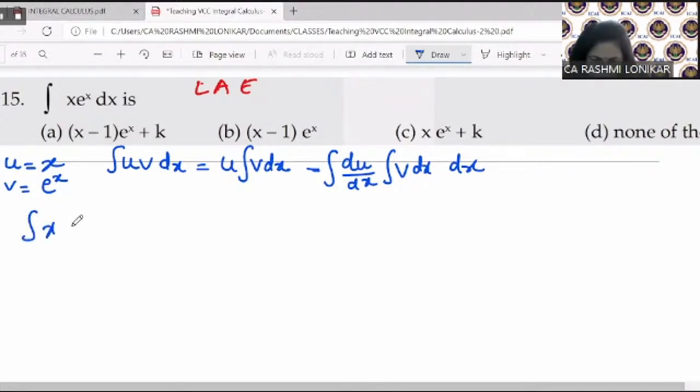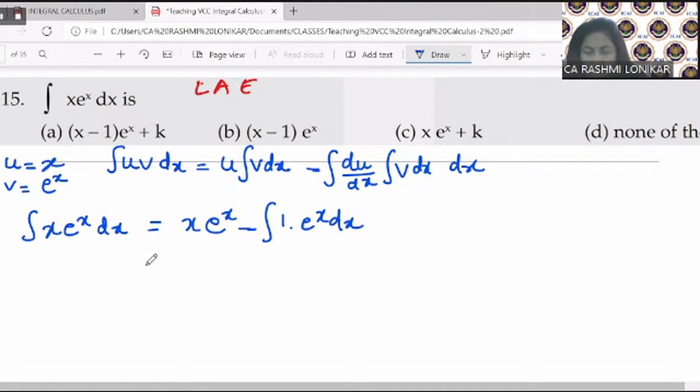Okay, so now what will happen? The integral of x e raised to x dx is equal to the first function, that is x, into the integration of the second function, which is e raised to x, minus the integral of the derivative of the first function, which is 1, into the integral of e raised to x dx. This is equal to x e raised to x minus the integral of e raised to x, which is e raised to x, plus k.